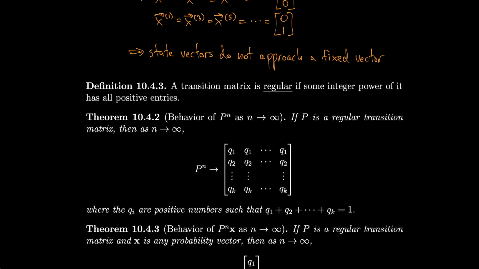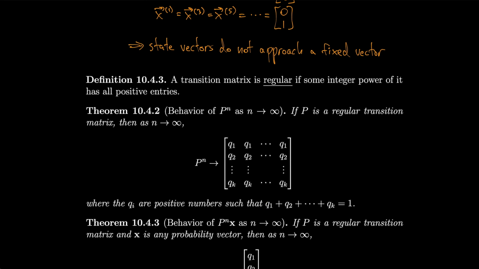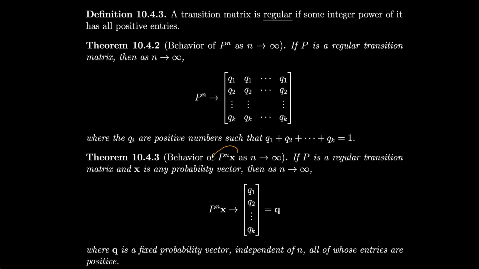So we have this theorem that says that if P is a regular transition matrix, so that means some integer power of it has all positive entries, then as n tends toward infinity, P^n is given by this matrix of q's, where the q_i's are positive numbers such that they all add up to 1. And then we can talk about the behavior of P^n x as n tends towards infinity. If P is a regular transition matrix and x is any probability vector, then as n tends towards infinity, P^n x tends towards Q, where Q is a fixed probability vector, independent of x, all of whose entries are positive.